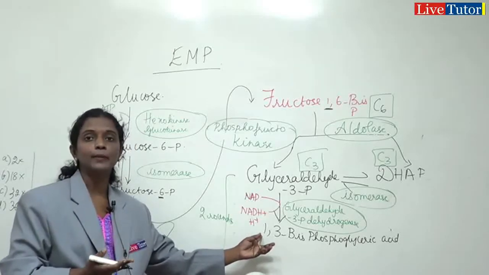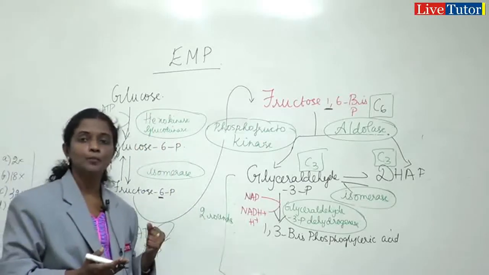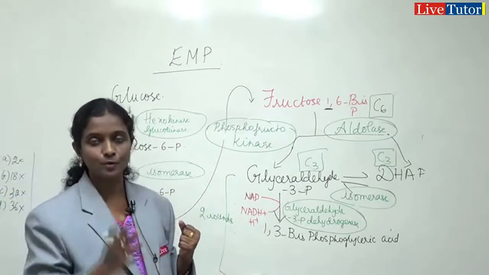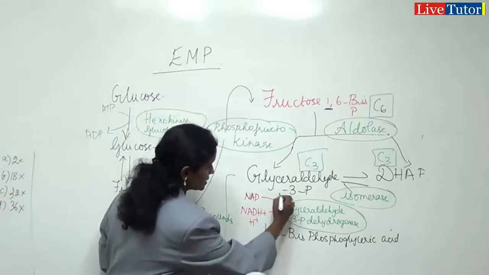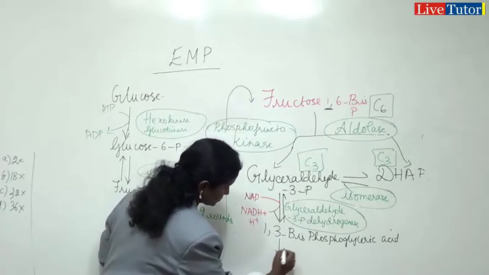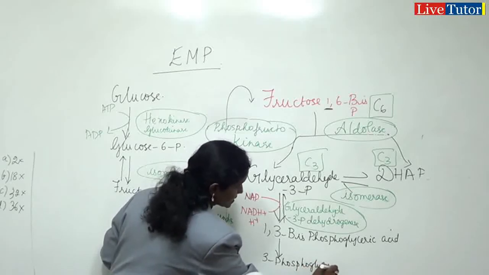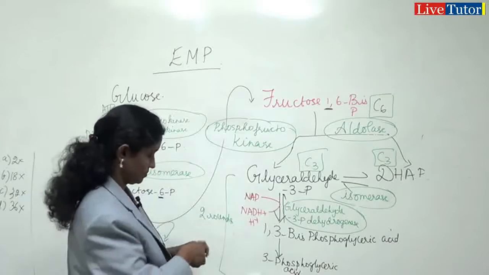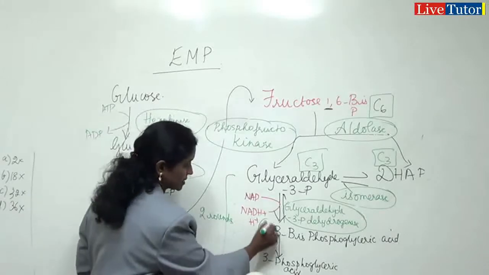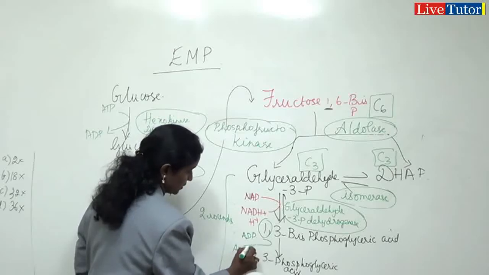First time we are going to reap the benefit. You said we invested 2 ATPs. First time we are going to get the profit in the form of ATP. So 1,3-bisphosphoglyceric acid will be converted to 3-phosphoglyceric acid, because the phosphate in the first group is taken out and ADP becomes ATP.